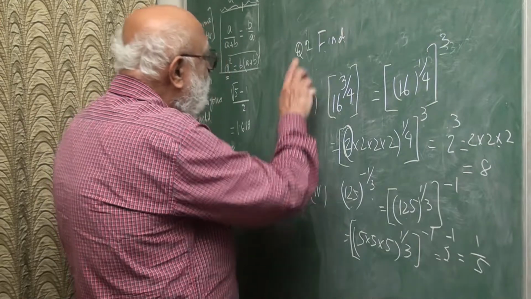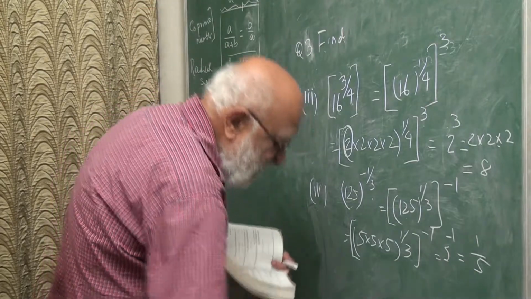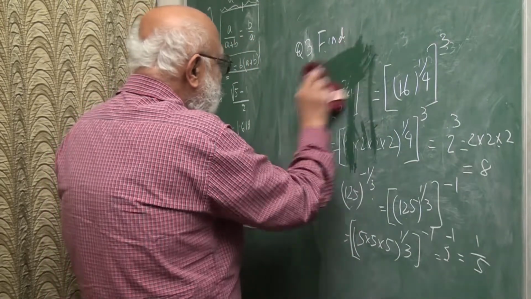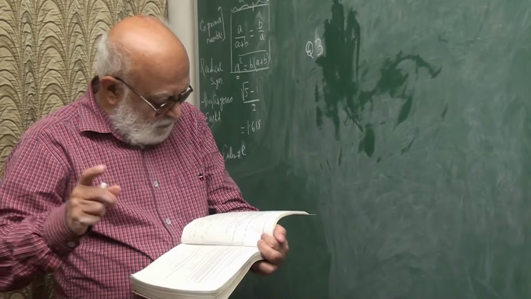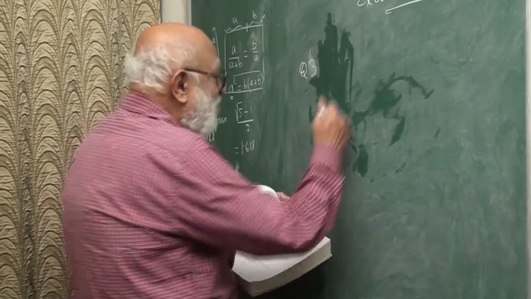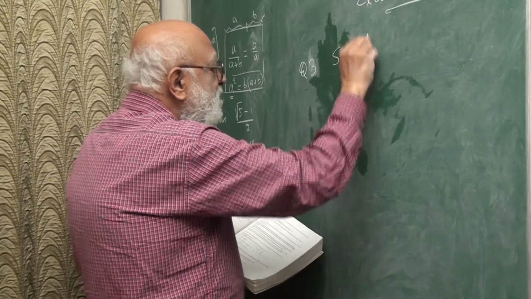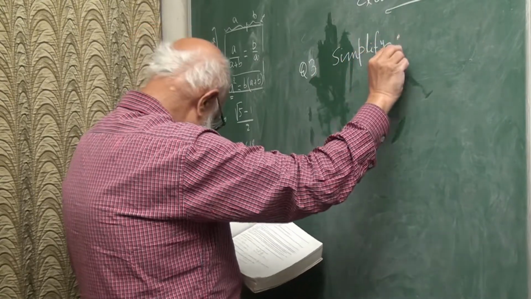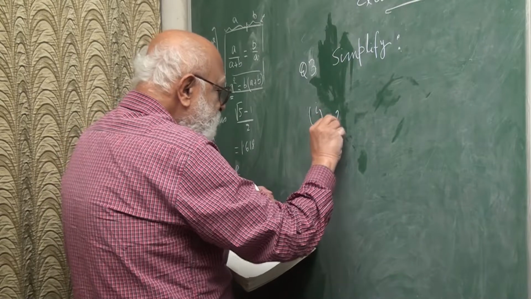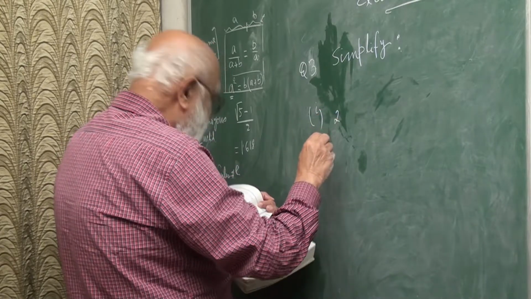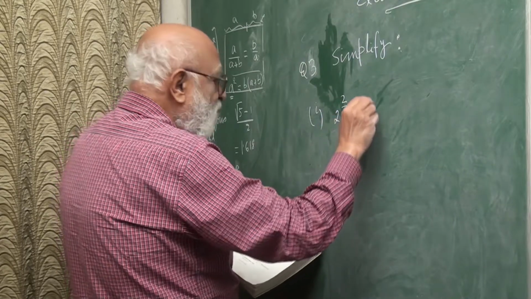So we will now go to question number 3. Now we are going to do question number 3. The language changes a little bit. It says simplify, and it gives 2 to the power 2/3 into 2 to the power 1 upon 5.